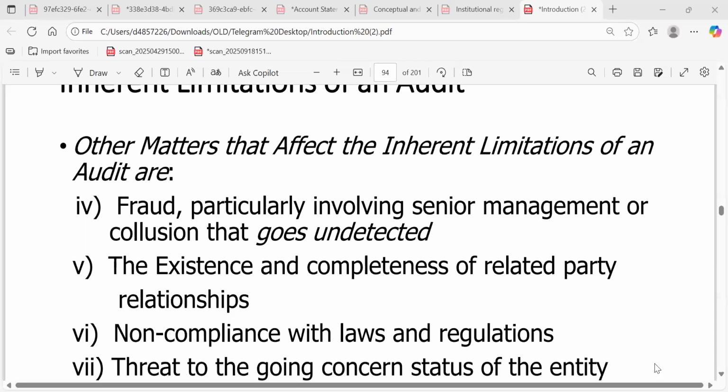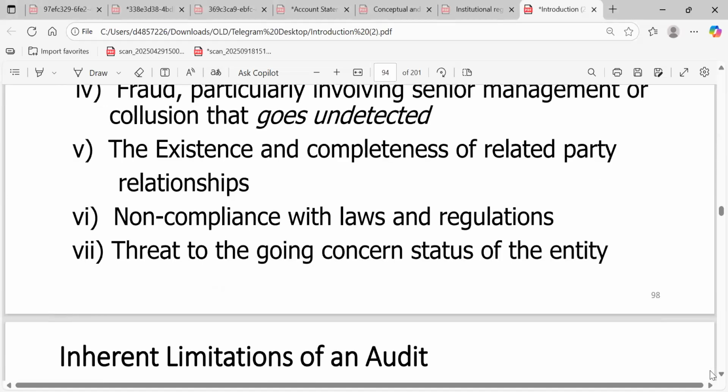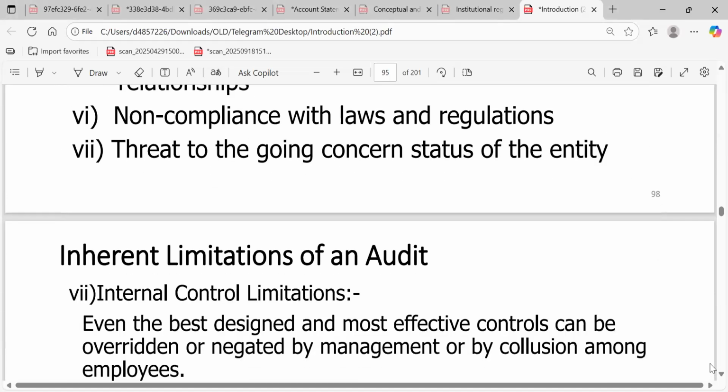And then non-compliance with laws and regulations. So all of these are what? Inherent limitations.